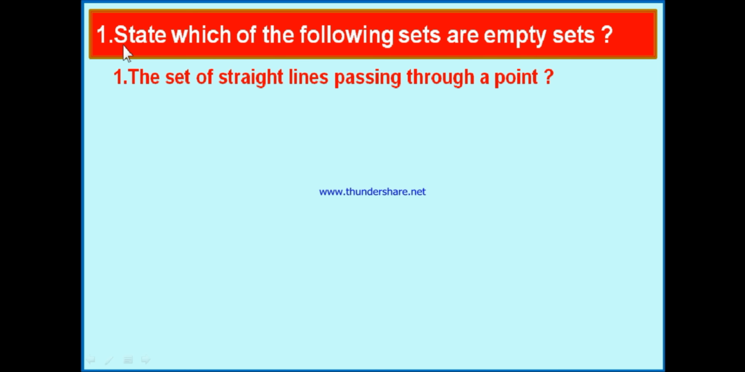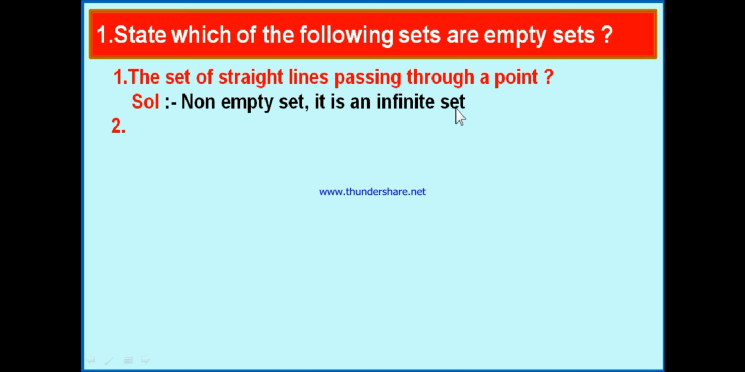What is the question? The question here is, state which of the following sets are empty sets. Now, is it empty? This is not an empty set. Why? Because infinite number of lines can be drawn passing through a single point. Therefore, it is a non-empty set and it is an infinite set too.